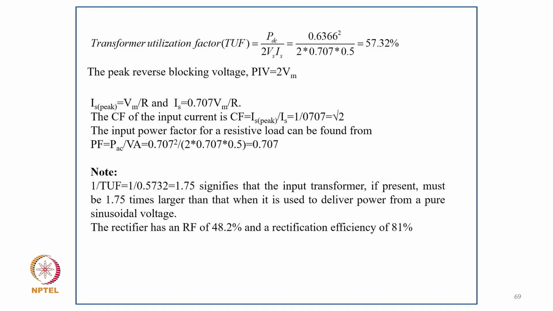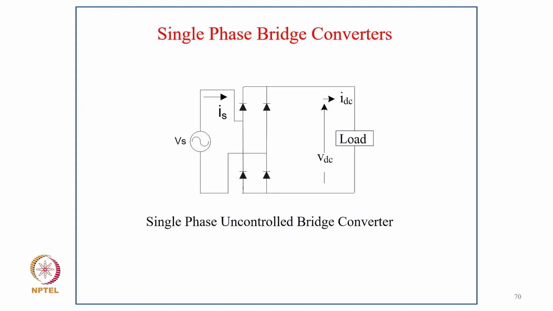So crest factor of input current is CF equal to Is peak upon Is, so that is 1 upon 0.707, that is root 2, and input power factor of the resistive load can be found out, PF equal to PAC upon VI, so putting the value it comes 0.707. Note 1 upon transformer utilization factor equal to 1 upon 0.573, that is 1.75, signifies that the input transformer, if present, must be 1.7 times larger than when it is used to deliver power from a pure sine wave, and the rectifier has a ripple factor of 48%, rectification efficiency of 81%.